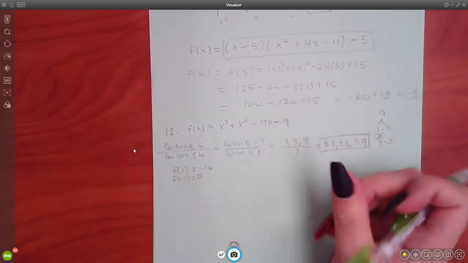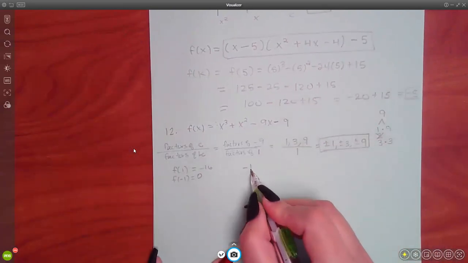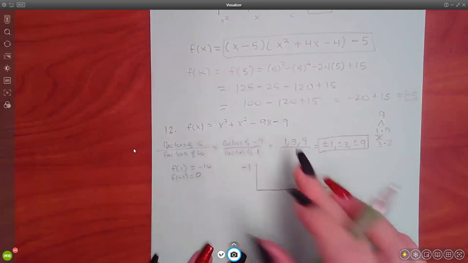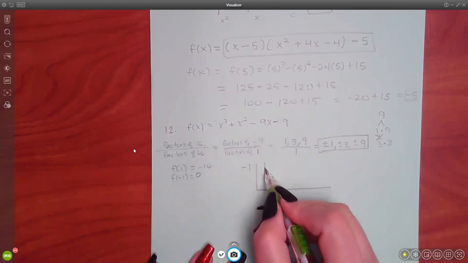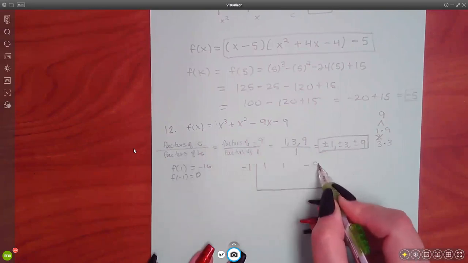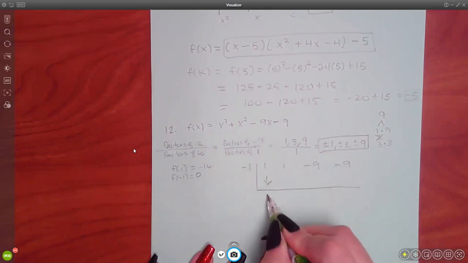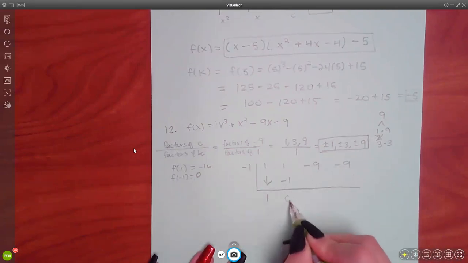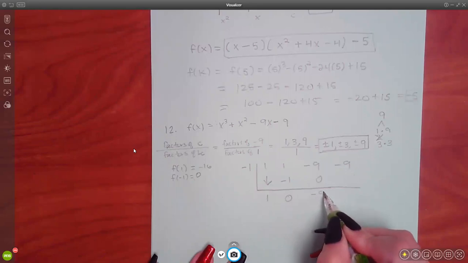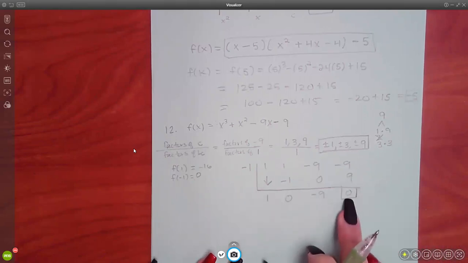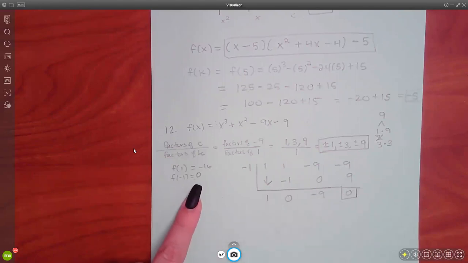Found one of them. So then that's the number that I'm going to put outside of my synthetic division. All of it is in descending order and everybody's there. So I'm just going to write my numbers here. And then when I multiply, I get 0 times 0, I get negative 9, I get positive 9. And I should have gotten that, right? Because isn't that what I got here?